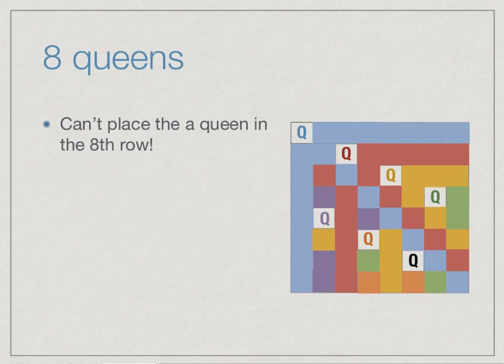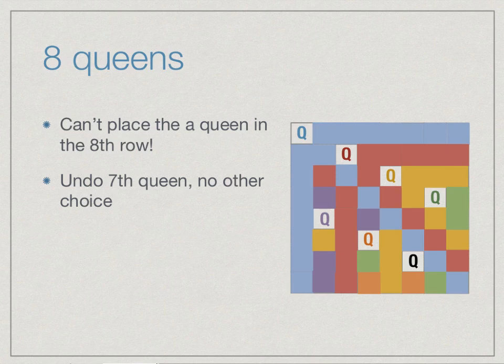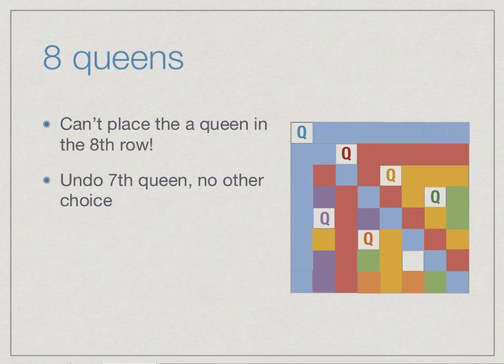So since we can't place a queen in the eighth row, we have to go back and change something we did before. Now the last thing we did was to put the seventh queen, right? So we do that, and we find that unfortunately for the seventh queen we had only one choice. So we have no other choice for the seventh queen. So though the seventh queen could not lead to a solution, it was not the choice of the seventh queen which actually made a problem, but it was something earlier.